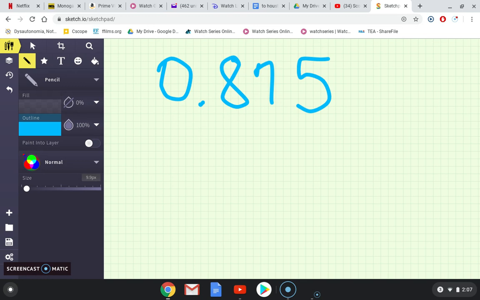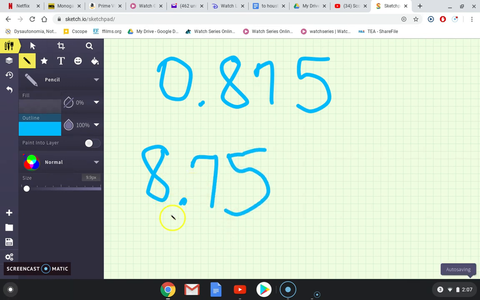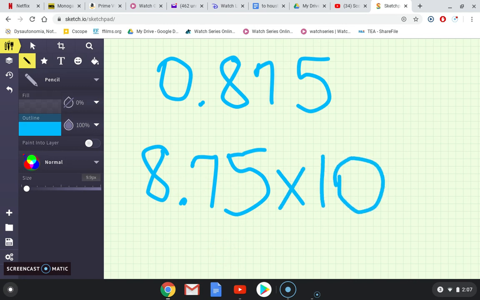So we need a number between 1 and 10. The trick to that is to put the decimal after the first number that's not a 0. So it would be 8.75. And by putting the decimal after that first digit, now this number is between 1 and 10. No big deal. Then we do times 10. Then we have to figure out the dippy-doos. Our decimal starts here, and it goes just right there. So we just have 1.